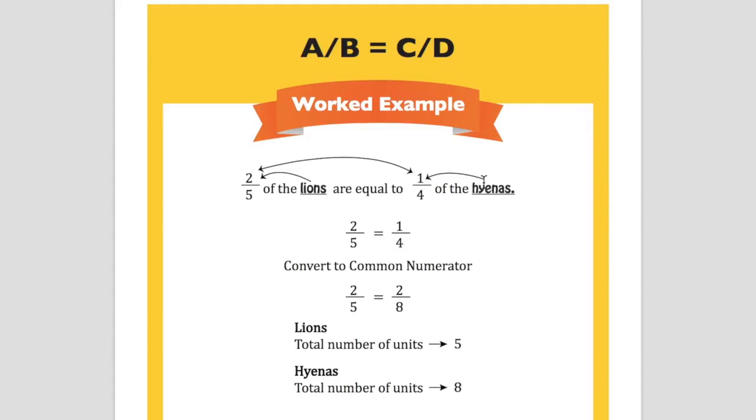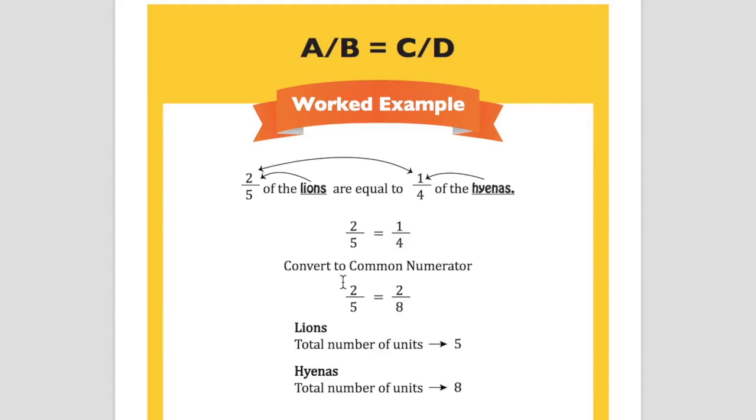So to compare, we have to make the same parts. So 2 out of 5 is equal to, you have to multiply both of these by 2. Therefore, we get 2 over 5 equal to 2 over 8. Get it? So 2 over 5 equals 2 over 8. Now, what does this mean?